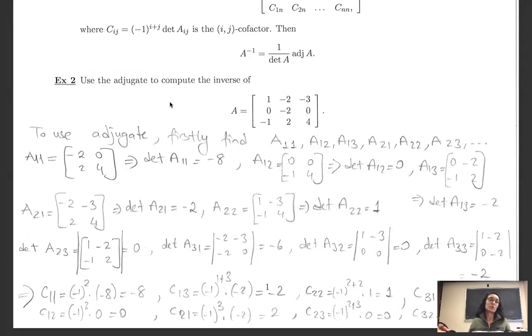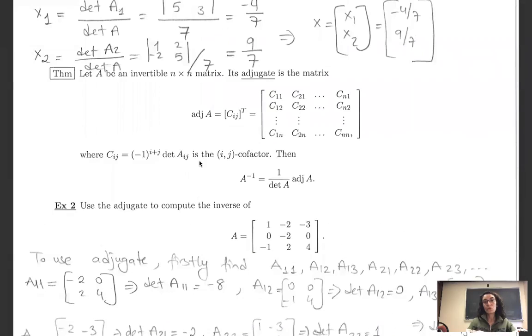This is already the standard method, but this adjugate method, or finding the adjugate, can be another method to find the inverse. For example, here, to find this A inverse, you need the adjugate, which means that you need these cofactors, Cij's. But before that, you have to find the determinants of these capital Aij's.